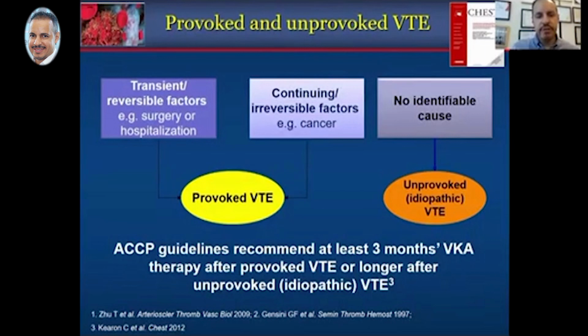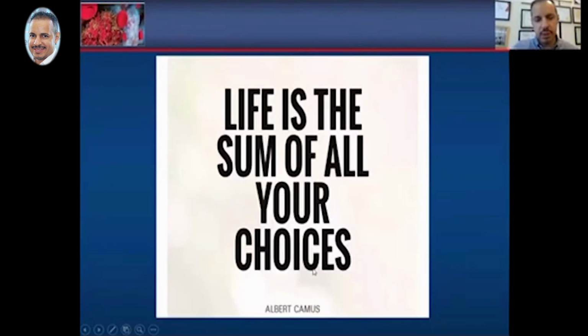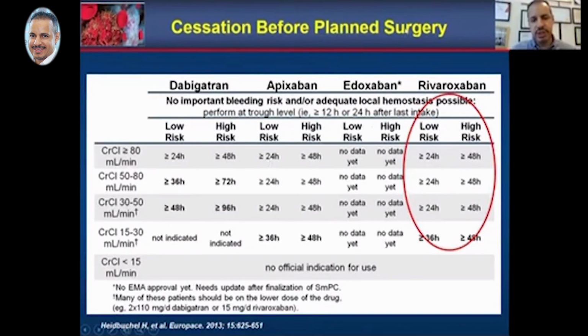Duration of treatment. If the VTE is not associated with an environmental risk factor, we call it idiopathic, and we treat indefinitely. So that's the duration of treatment, always balancing the risk of recurrence without anticoagulation, and patient and physician preference is very important.